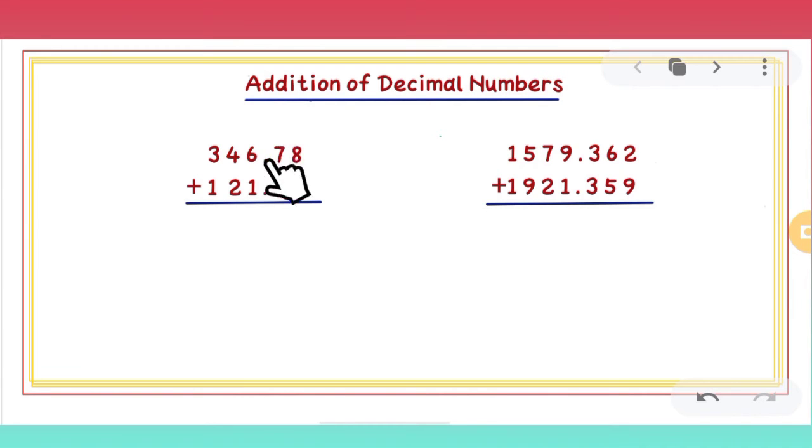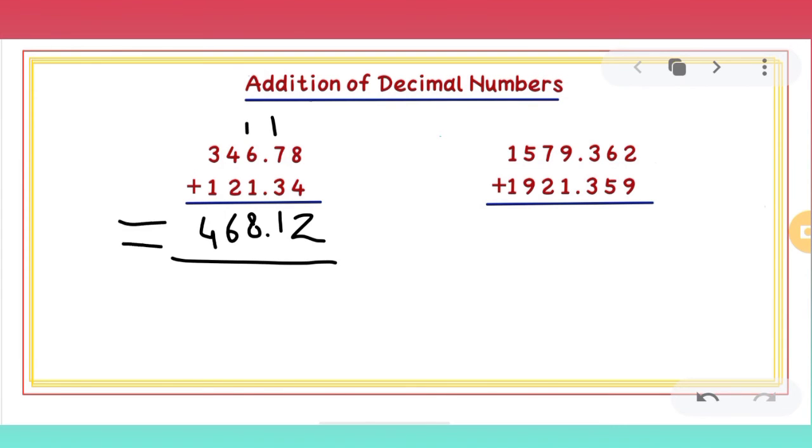In this case, 8 plus 4 will give us 12. So 2 will be here, carry 1. 7 plus 1 is 8. 8 plus 3 is 11. So 1 will be here, carry 1. 6 plus 1 is 7, plus 1, 8. Now 4 plus 2 is 6, and 3 plus 1 is 4. The decimal place is here, so we will put the decimal here. So our answer will be 468.12.